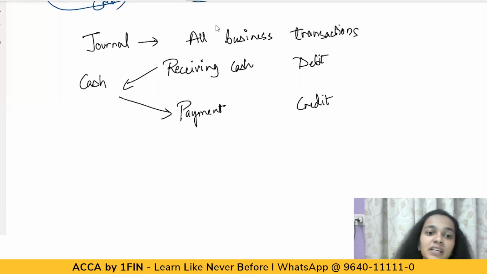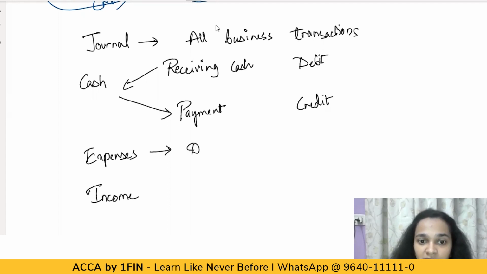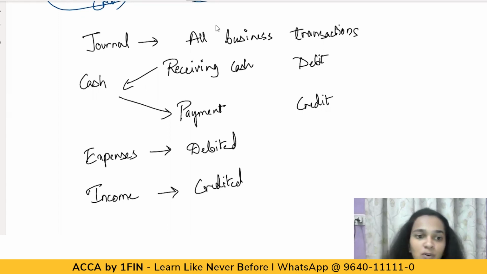And apart from it, the most important rule is with respect to expenses and incomes. All the expenses will be debited, all the incomes and gains will be credited. So we follow this rule: all the expenses will be debited, and all the incomes and gains which are made will be credited.